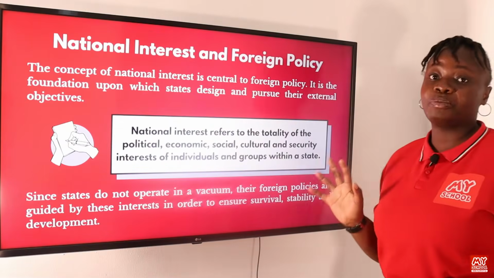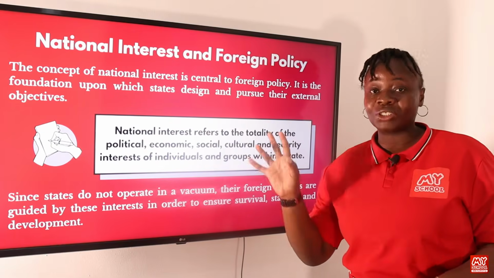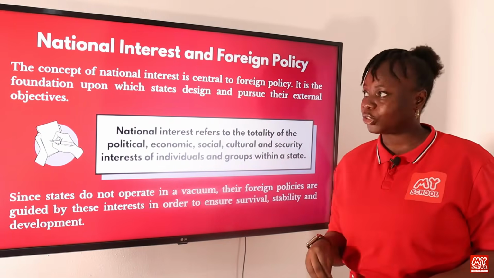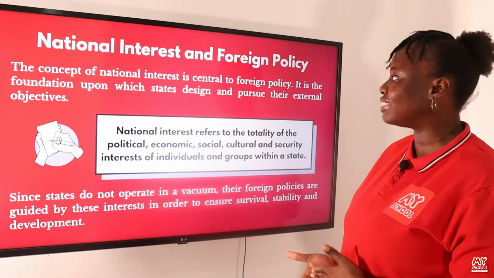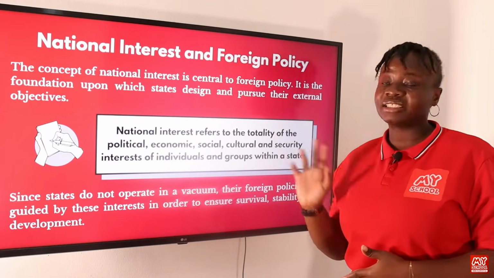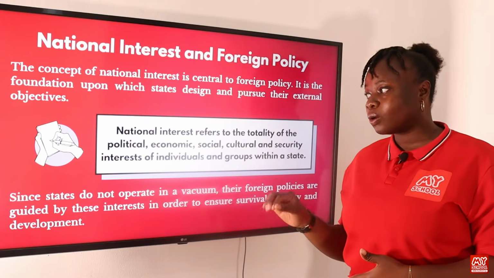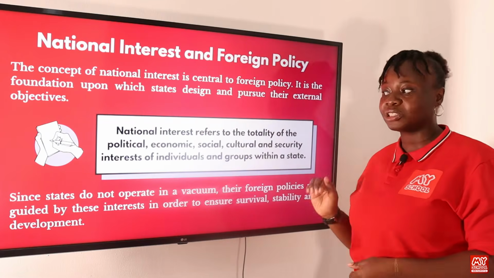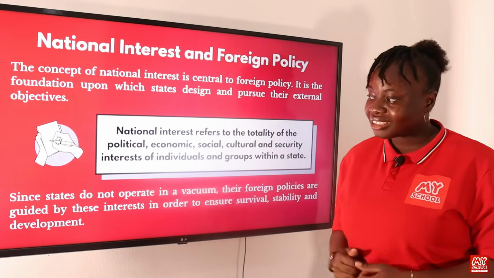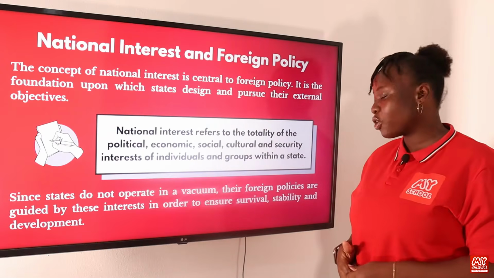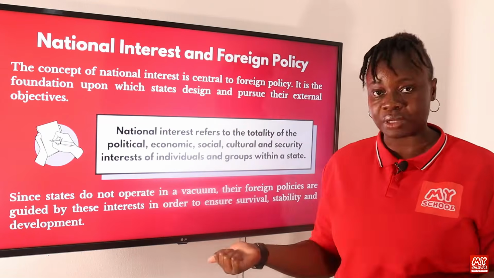National interest is a very important keyword here. You can't define foreign policy objectives without discussing the national interest, the interest of that particular nation. So the concept of national interest is central to foreign policy. It is the foundation upon which states design and pursue their external objectives. So what is national interest? It refers to the totality of the political, economic, social, cultural, and security interests of individuals and groups within a particular state. Since states do not operate in a vacuum, their foreign policies are guided by these interests in order to ensure survival, stability, and development.